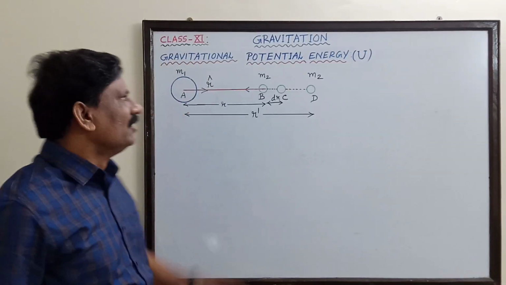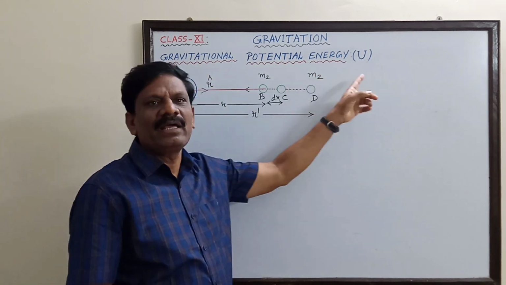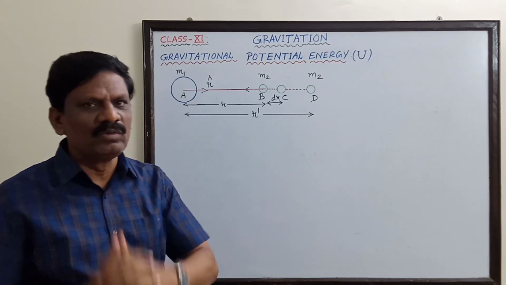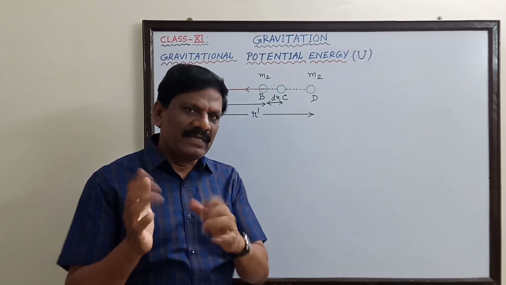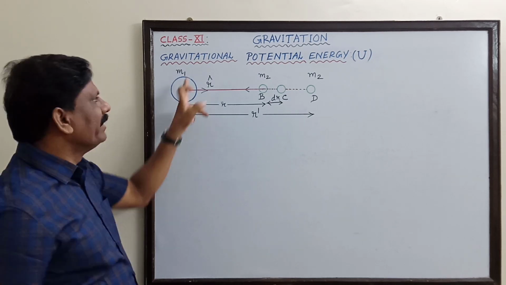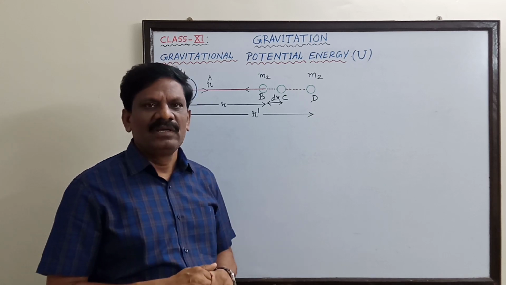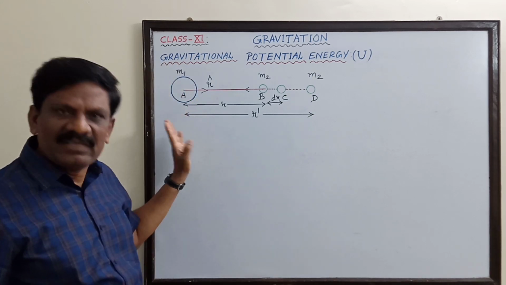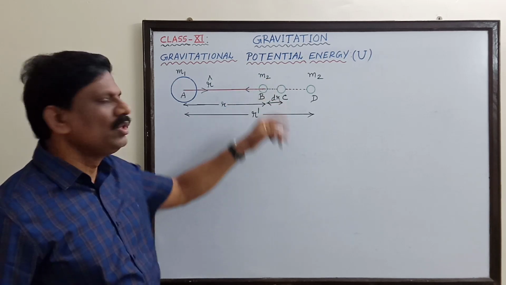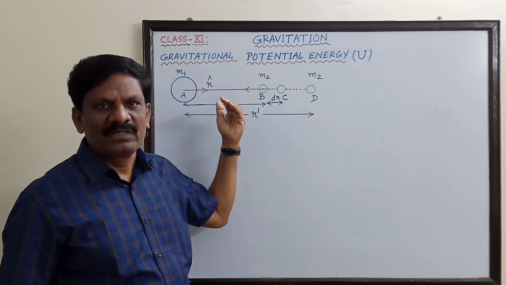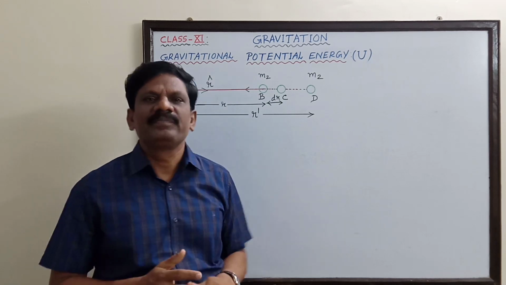Hi students, now we are going to explain what is gravitational potential energy of a system of two masses. We have already studied that if you consider a source mass m1, it will be surrounded by a gravitational field. Inside the gravitational field of the source mass, let us assume a test mass m2 is entering. For this, I have to do some work.